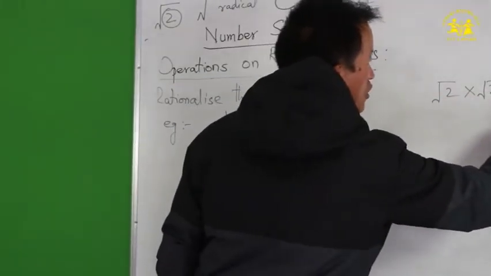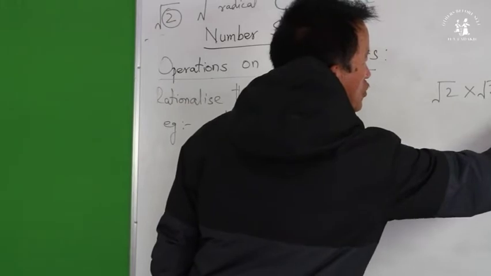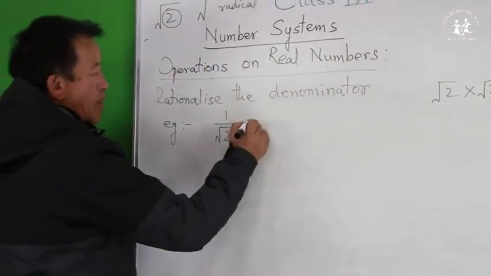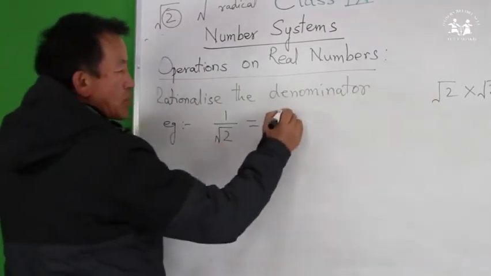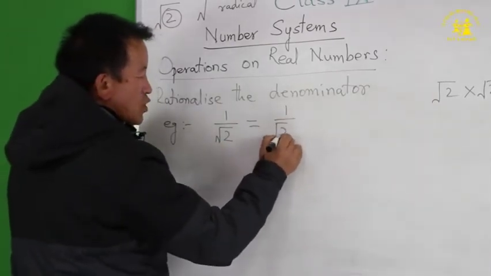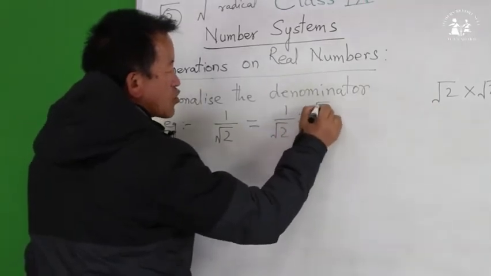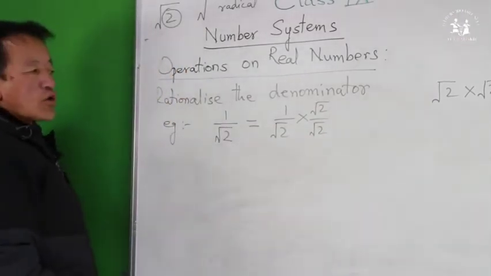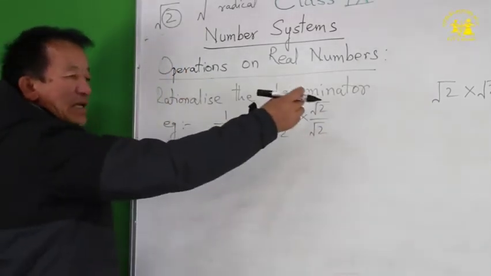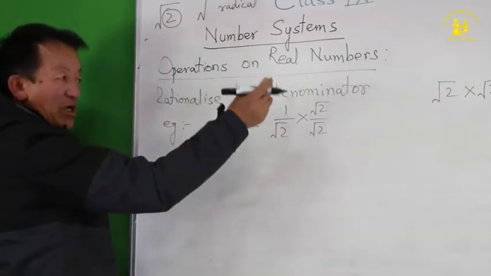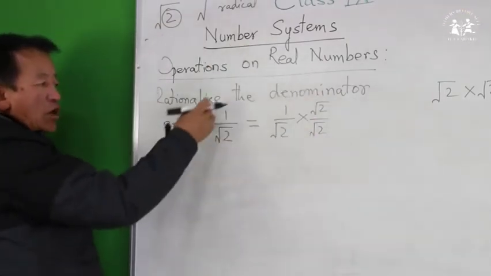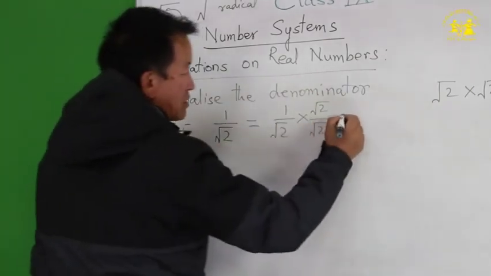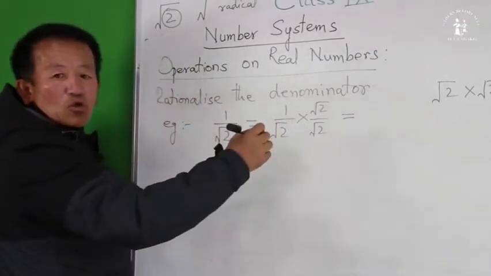Square root of 2 into square root of 2 is square root of 2 square. Cancel, 2, which is a rational number. So 1 upon root 2 is equal to 1 upon root 2 multiplied by square root of 2 upon square root of 2. Multiplying and dividing by the same number, the value of the number remains the same. 1 multiplied by root 2.